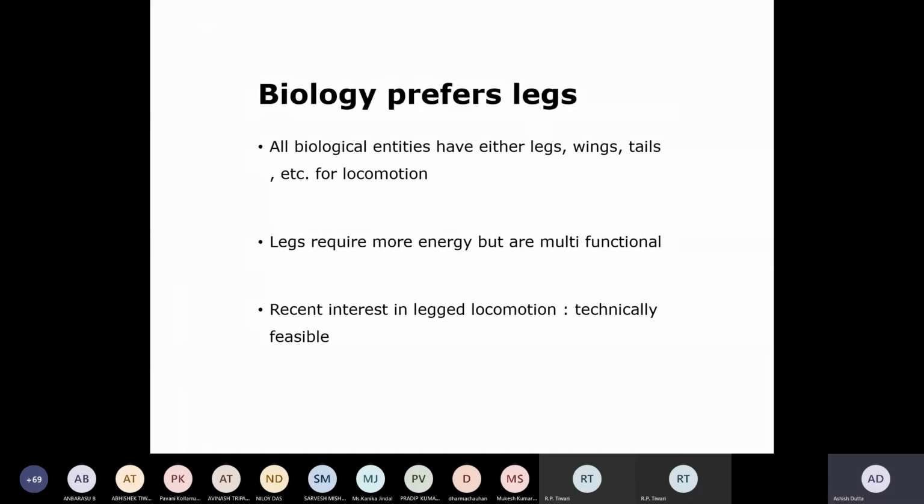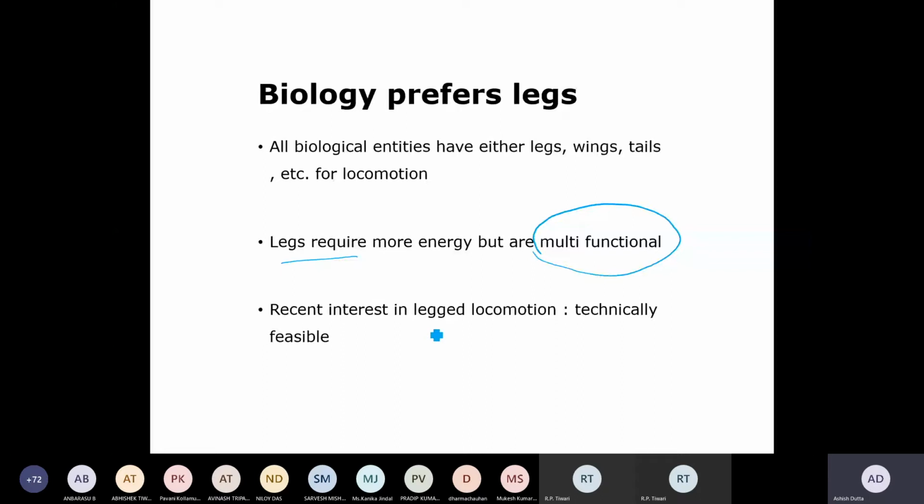A wheeled mobile robot is more energy efficient, but in biological systems, you'll never find wheels. A dog or a man or a bird or fish, they never have wheels. They always have legs. Now, legs require more energy, but the advantage being that they are multifunctional. The wheels are not multifunctional. That is the reason why biology prefers legs.